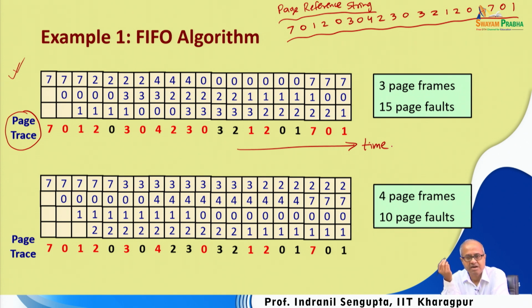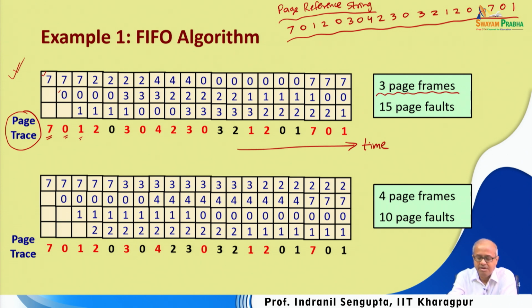As the pages are being accessed, we are keeping track of the status of the page frames in memory. In the diagram on the top, we are assuming that there are 3 page frames. At the beginning, when page 7 was referenced, nothing was there in memory, so page 7 was brought in. The status of the memory is 7, blank, blank. Next, when 0 was referenced, there is a free space, so 0 is also loaded: 7 and 0.